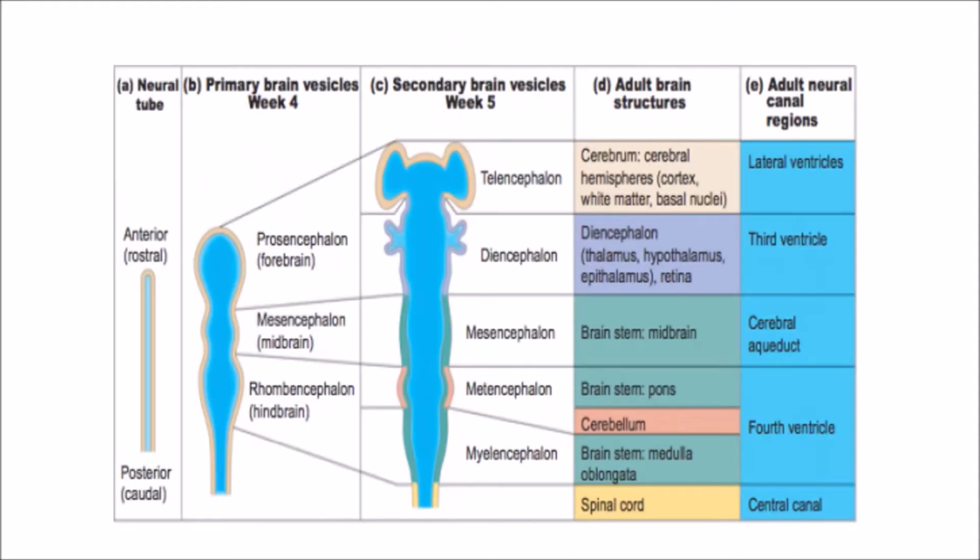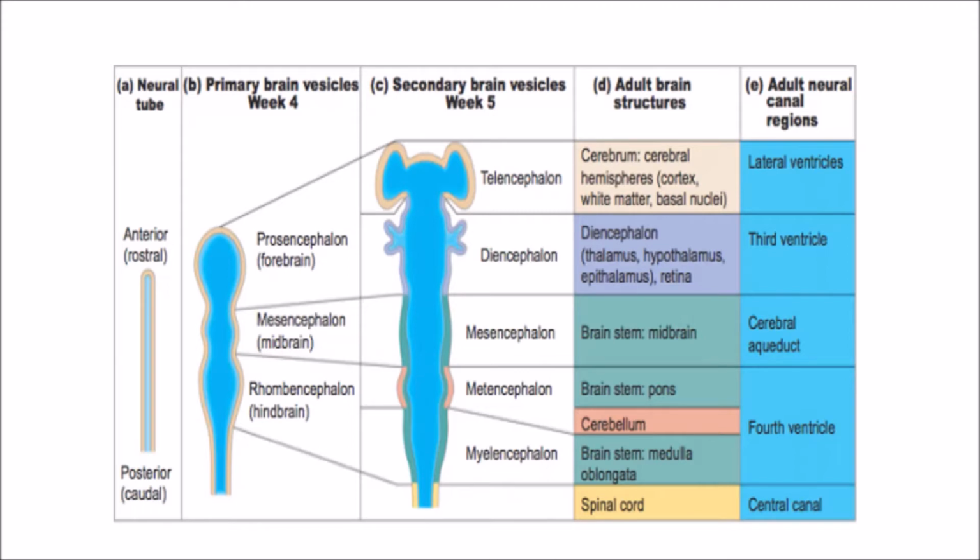Here you can see the formation of different brain structures over the weeks. In the fourth week of gestation, when the neural tube is formed and closed, there will be three primary brain structures: the prosencephalon, forebrain, mesencephalon, midbrain, and rhombencephalon, the hindbrain. Over the next week, they will further divide and form five structures: telencephalon, diencephalon, mesencephalon, metencephalon, and myelencephalon.